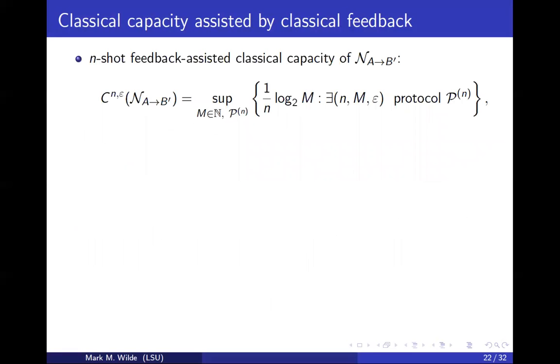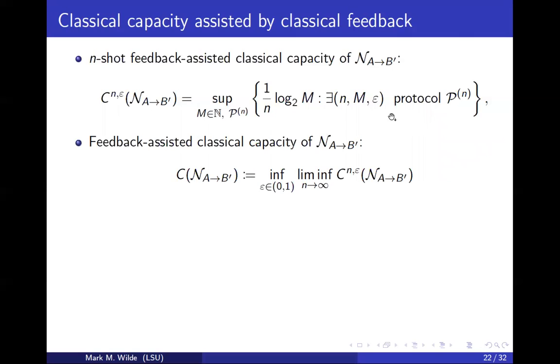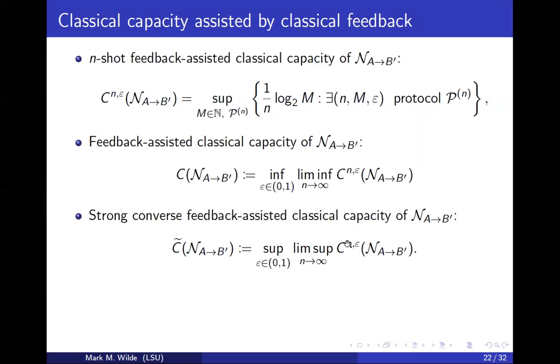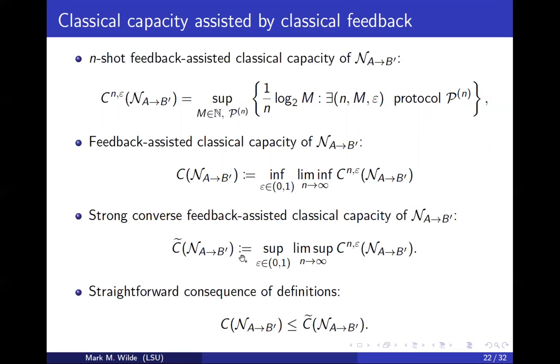The capacities are defined very similarly. You have an n-shot capacity. It's a function of three things: the number of channel uses, the error epsilon, and the forward quantum channel, the point-to-point quantum channel. So it's the maximum number of bits that you can transmit, the maximum rate at which you can send classical information, such that there exists a protocol of the form discussed in the previous slide. And again, we have the feedback-assisted classical capacity defined in the same compact way, the strong converse feedback-assisted capacity. And then again, a straightforward consequence of definitions is that the capacity is less than the strong converse capacity.